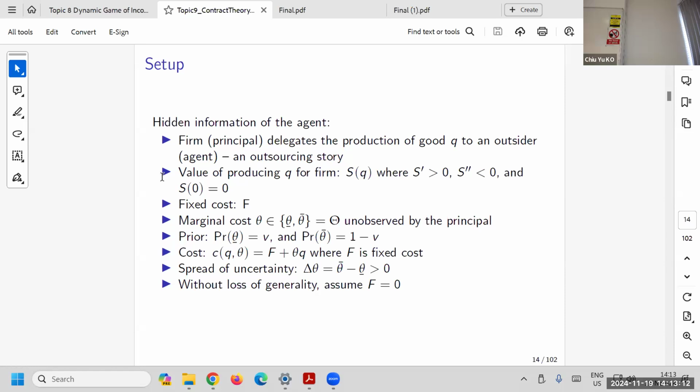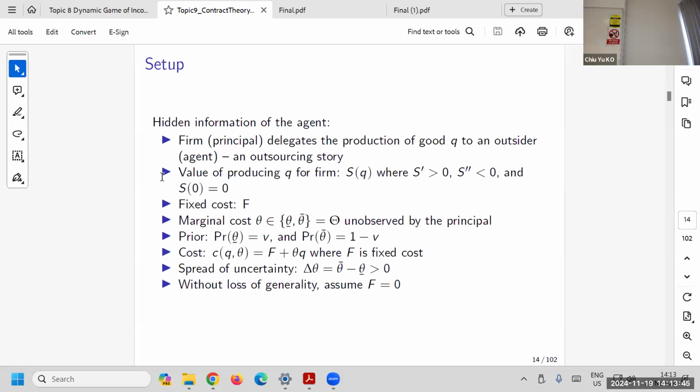Okay, and the cost of production for the agent will be a fixed cost plus linear in the quantity. It's a fixed marginal cost, making it very simple. And a very important parameter in the model, which turns out to be the deciding factor, is delta theta, right? It's the difference between high and low. If this is 0, then the model is done, right? There's no uncertainty here. And it turns out this is really what drives the model.